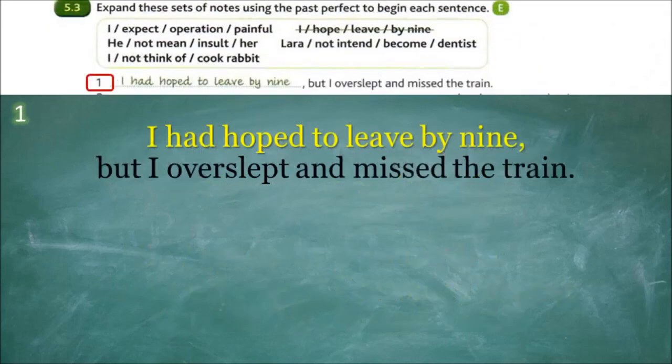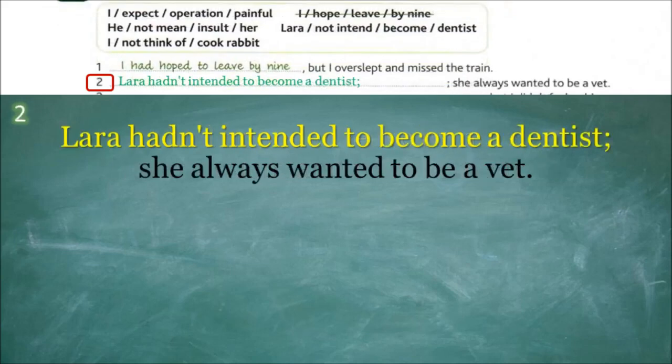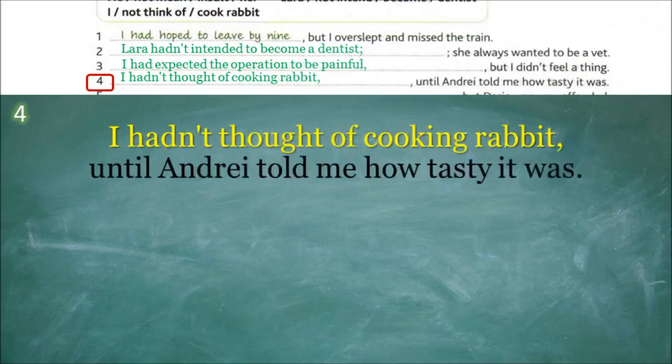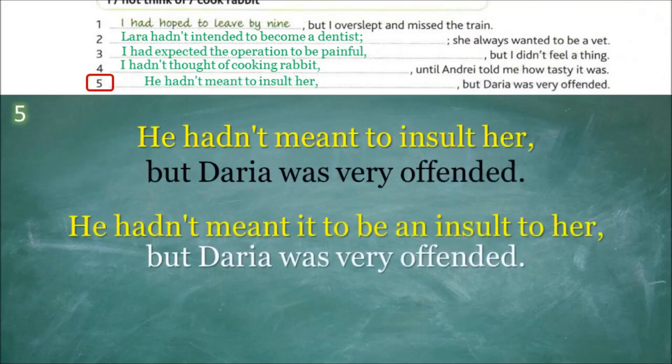I had hoped to leave by 9, but I overslept and missed the train. Lara hadn't intended to become a dentist, she always wanted to be a vet. I had expected the operation to be painful, but I didn't feel a thing. I hadn't thought of cooking rabbit until Andre told me how tasty it was. He hadn't meant to insult her, but Daria was very offended. He hadn't meant it to be an insult to her, but Daria was very offended.